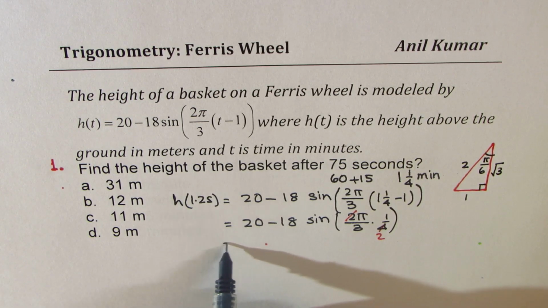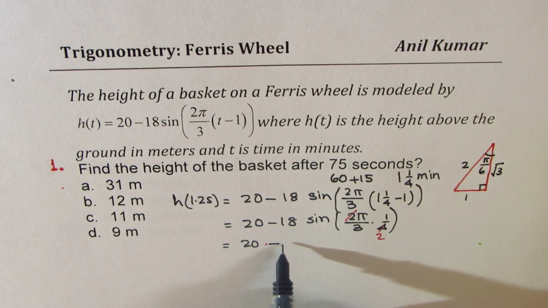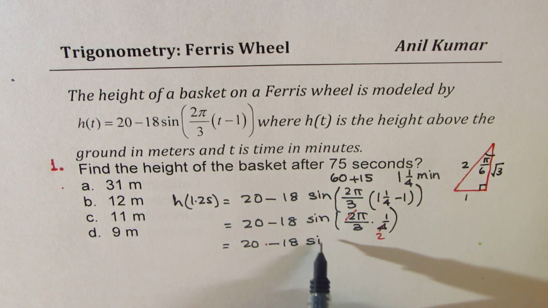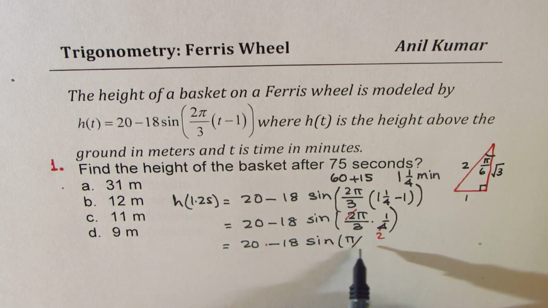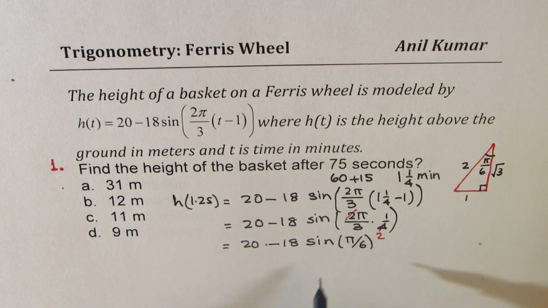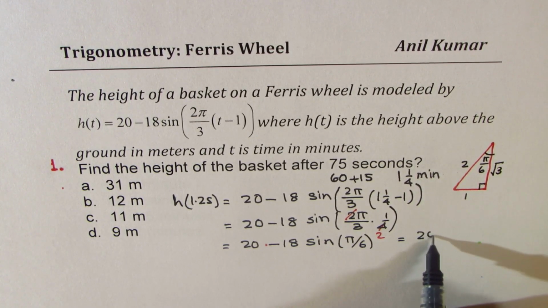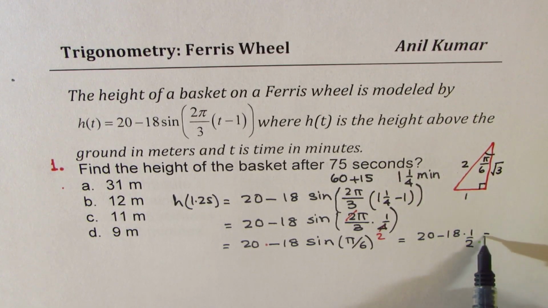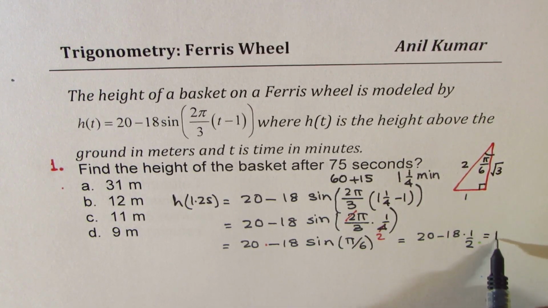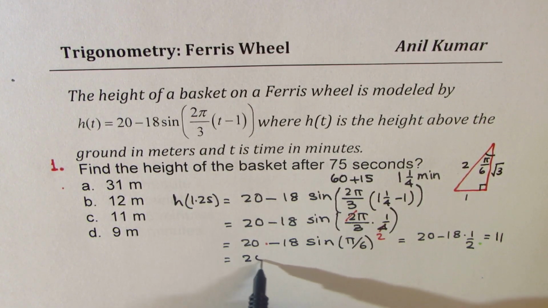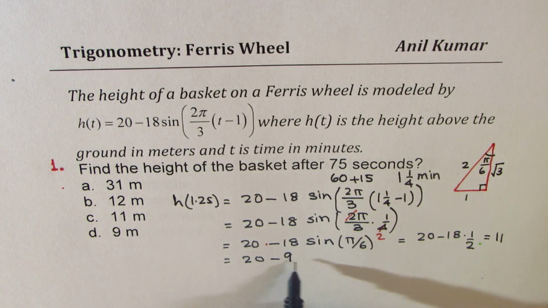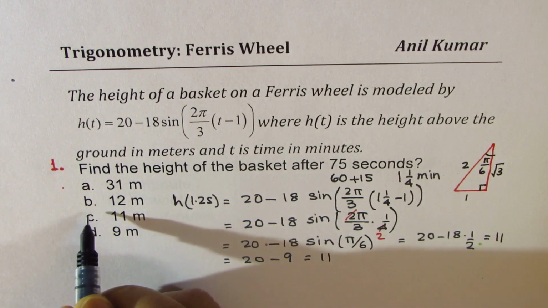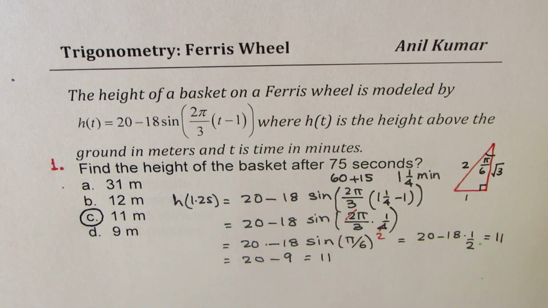So this gives you 20 minus 18 sine of pi by 6, 2 times 3, which is 20 minus 18 times half, and that is equal to 11, right? You could write 20 minus half of this is 19, so that gives you 11. So option C is the right option.